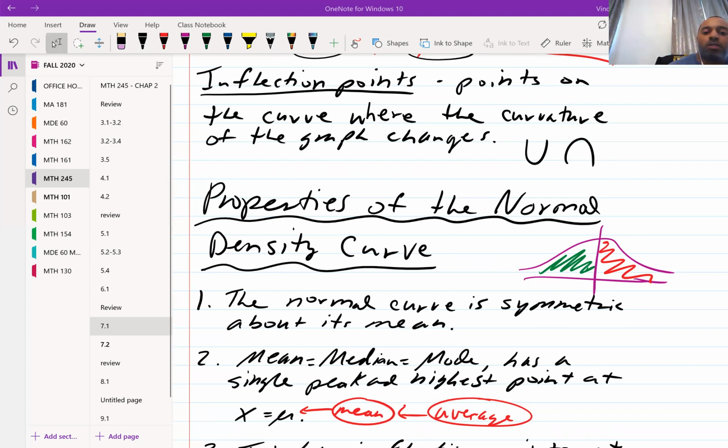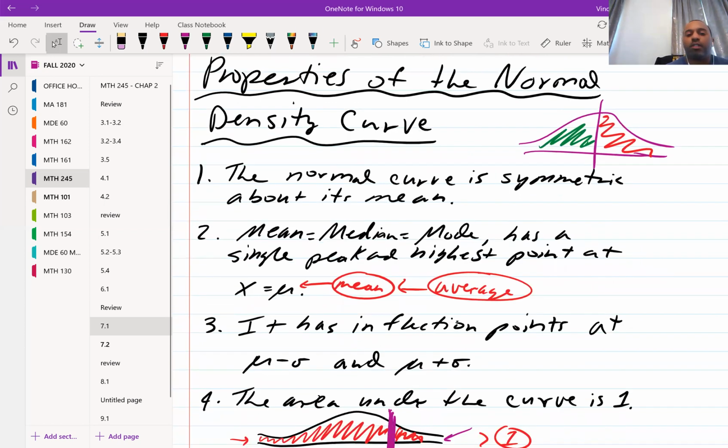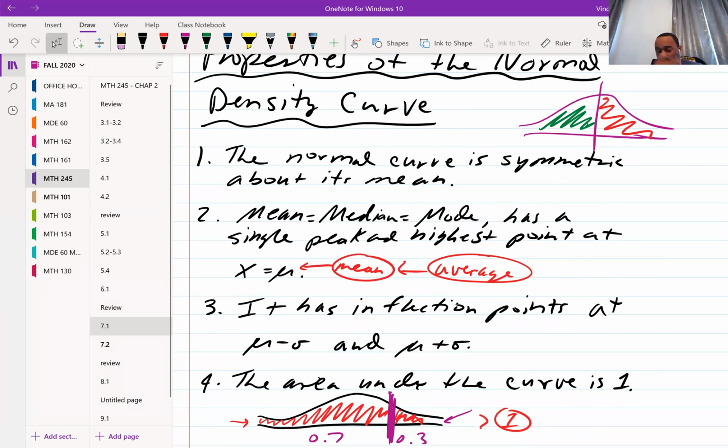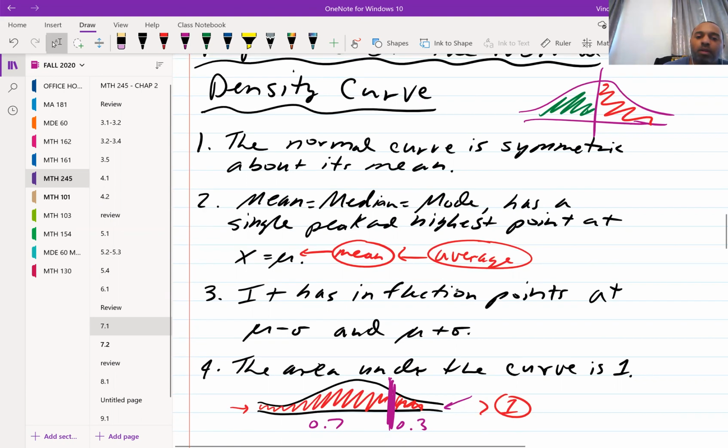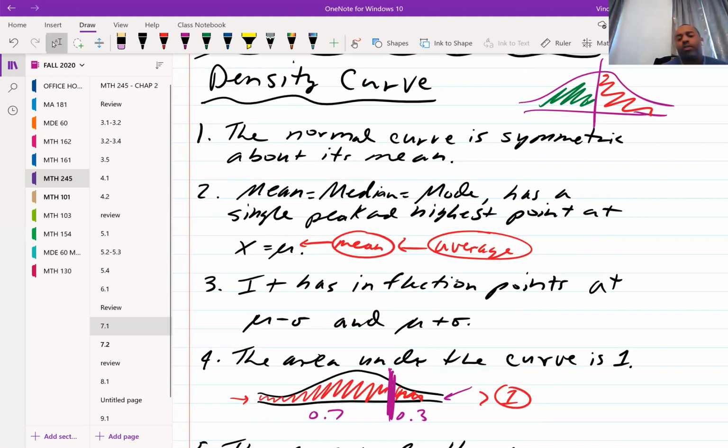All right. Number three, we already mentioned, it has inflection points when you add a standard deviation or subtract the standard deviation from your mean. And number four, we also mentioned that the area under the curve is equal to 1. So that means if you know 70% of data is to the left of your value, then 30% will be to the right of it. That's all that means: everything under the curve is equal to 1. So if you know one part, then you know the other part.